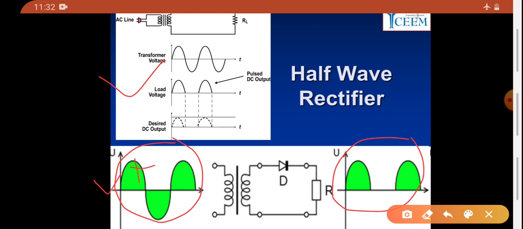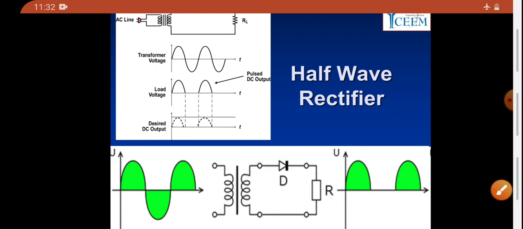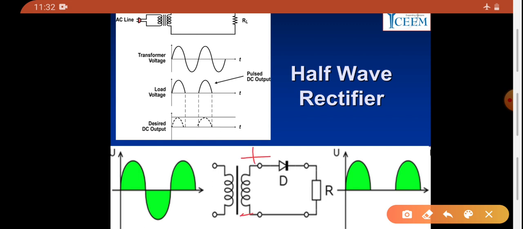For the positive half cycle of the input signal, this terminal will be positive, this will be negative. So the positive terminal of the power supply is connected with the anode of the diode, and the cathode will be connected to the negative terminal. Therefore during the positive half cycle, there will be a current flow through this load in this direction. So the diode will be in on condition because it is in forward bias for this positive half cycle. Therefore we will get this positive half cycle across the load as it is.